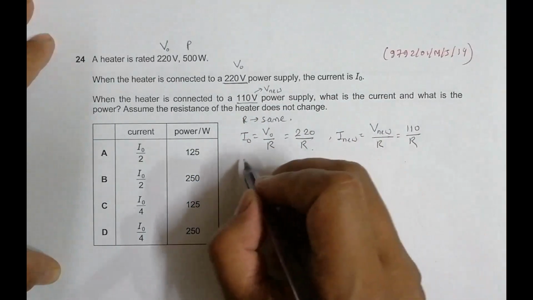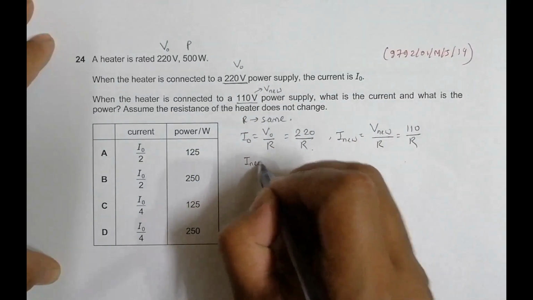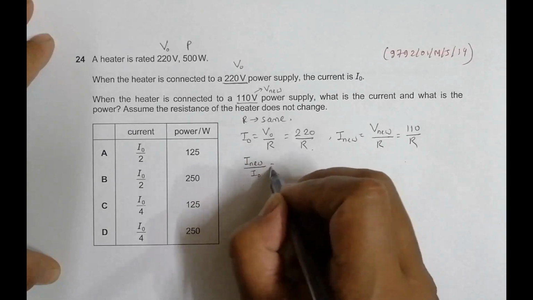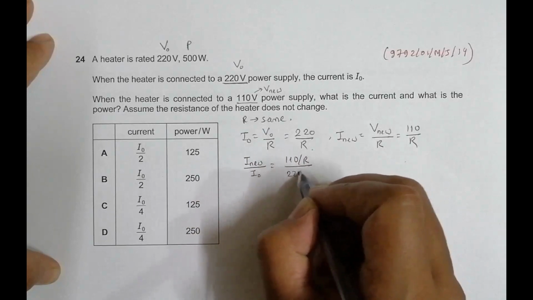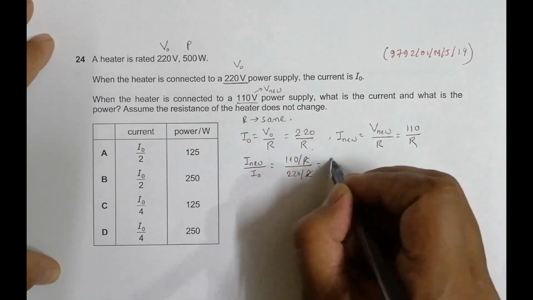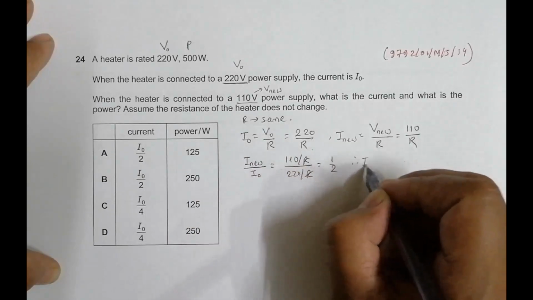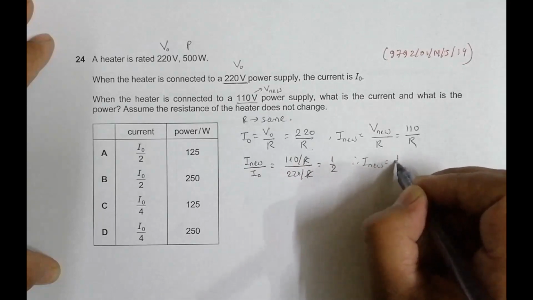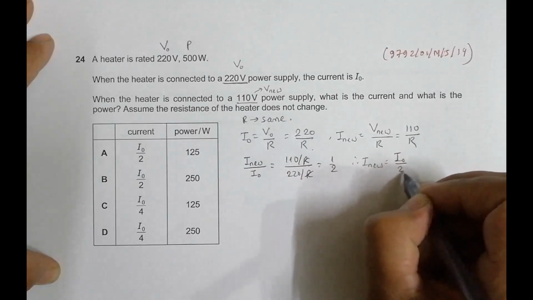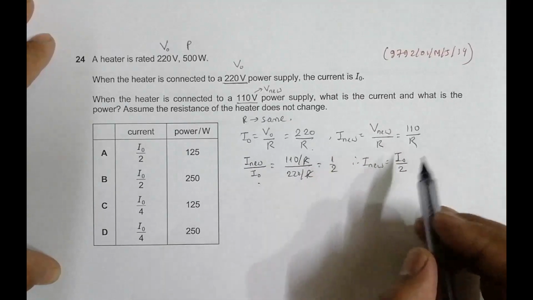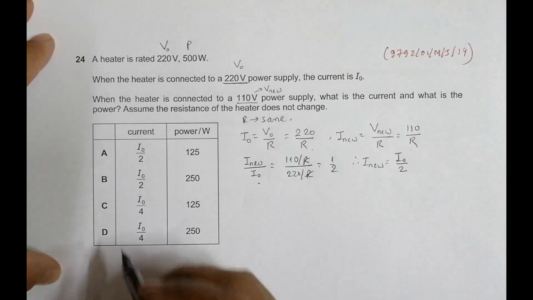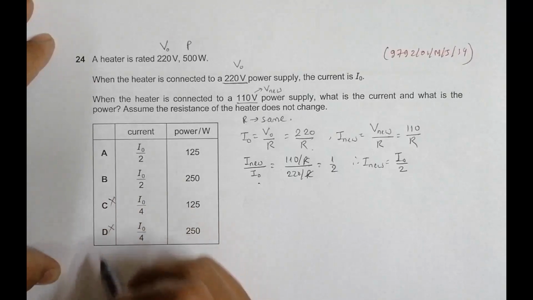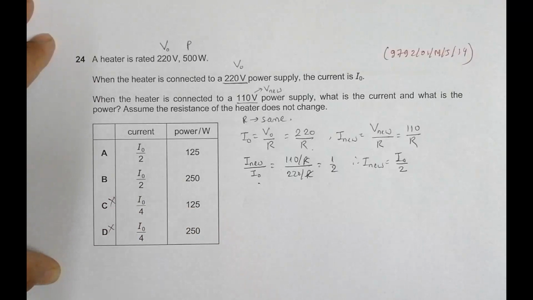Now if I take the ratio, I new by I naught is equal to 110 by R divided by 220 by R. R cancels, it is 1 by 2. Therefore I new is equal to I naught by 2. So if I go to the choices, choice C and choice D are disqualified. The only choices remaining are A and B.